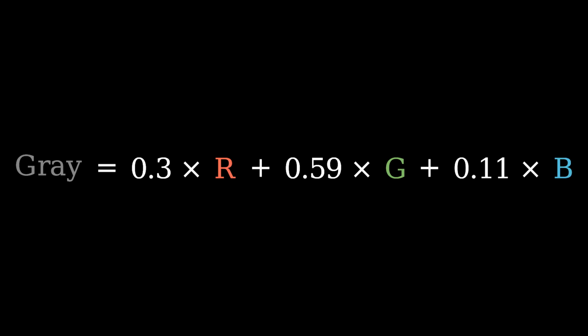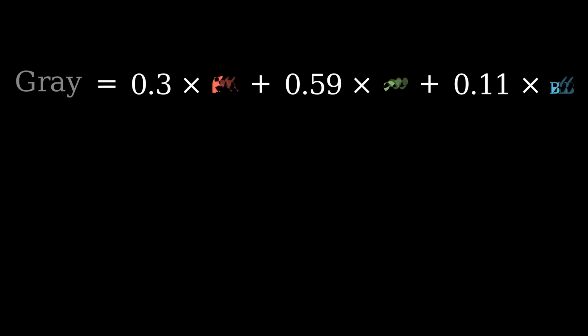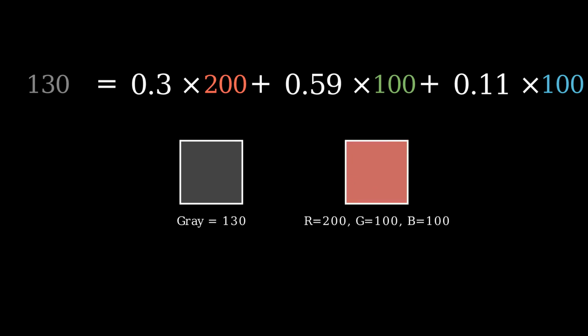Our eyes are most sensitive to green light, less sensitive to red, and least sensitive to blue, which is why the green channel gets the largest weight, followed by red and then blue. This simple formula reduces each pixel's three color values into a single gray value.